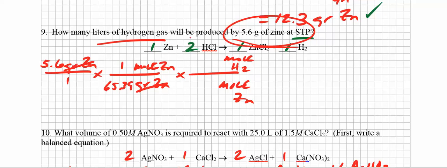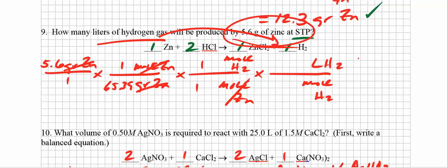What is that relationship? Zinc to hydrogen gas is a simple 1-to-1 relationship. 1 mole of zinc produces 1 mole of hydrogen gas. It was a necessary step, even though both of those ones are going to cancel away, right? So I'm left with moles of hydrogen gas. I've got one more step now, and what I'm going to do is this. I'm going to put moles of H2 on the bottom, and on the top, I'm going to write liters of H2 because I'm looking for volume.